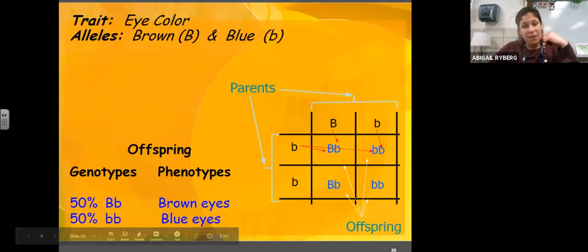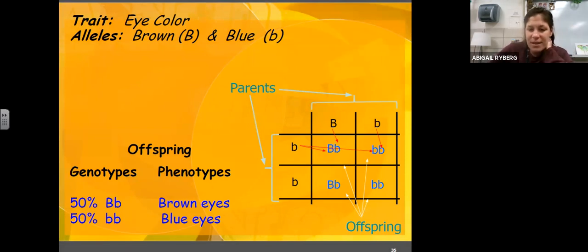Go through and we'll fill in the squares. So as you can see, the first square here gets a big B and a little b. Notice I put the dominant one first. This square is going to get a little b and a little b, so little b, little b. This square is going to get a big B carried down and then a little b carried over. And then another little b and little b.